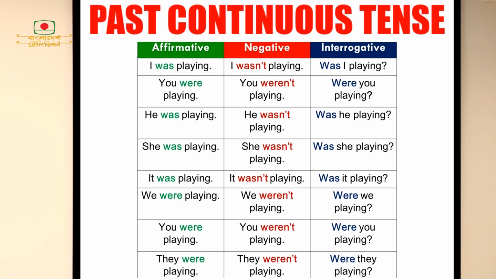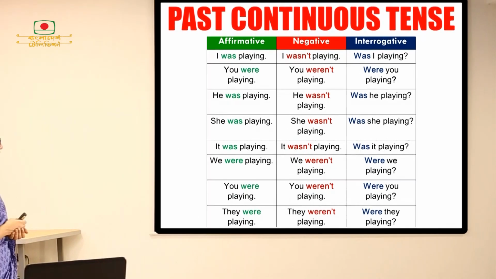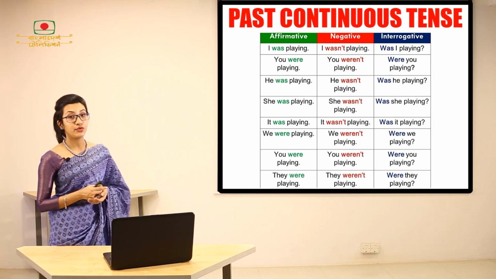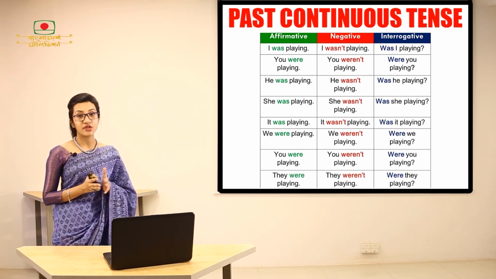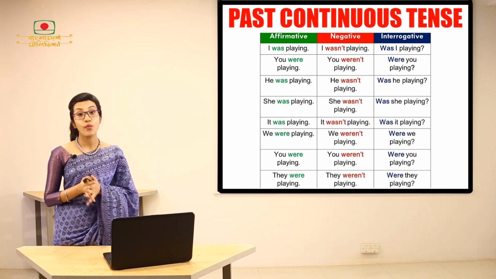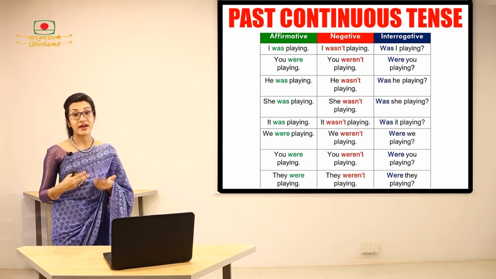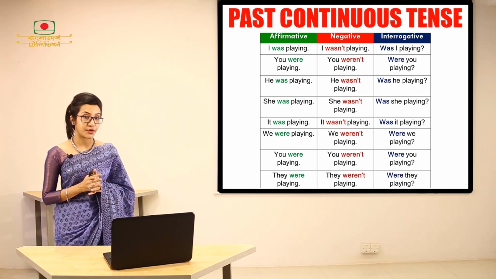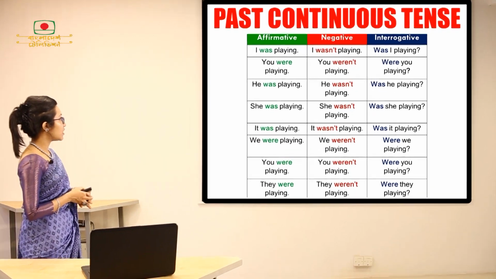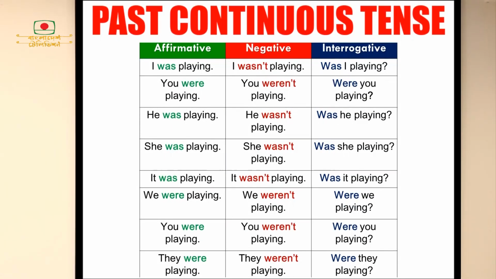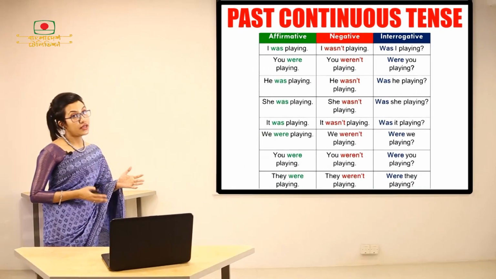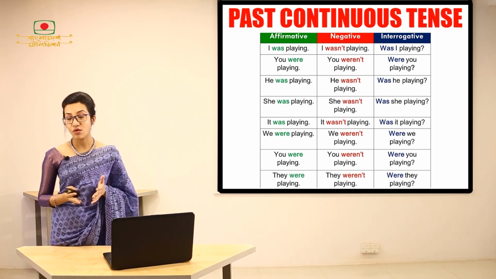The second example, you were playing. Here, why have we used were? Because we know that we always takes were as the verb or are as the verb. It always takes a plural verb. The third one, he was playing, she was playing, it was playing, we were playing, you were playing and they were playing. In all these cases, what can we see in common?